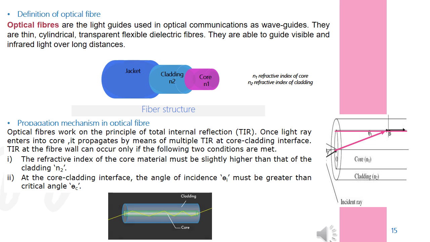Optical fiber works on the principle of total internal reflection, TIR. The light propagates in the fiber by multiple TIR. This process can occur if the refractive index of the core is higher than that of the cladding and the incidence angle at the core-cladding interface is greater than the critical angle.